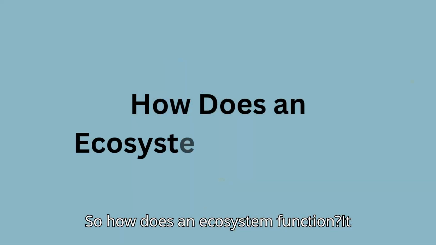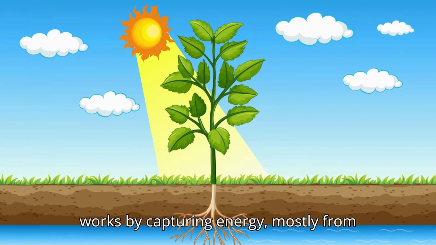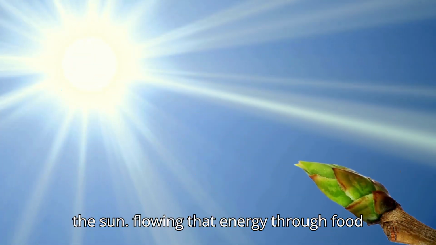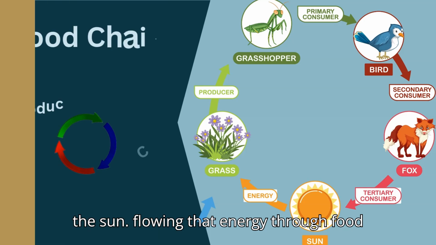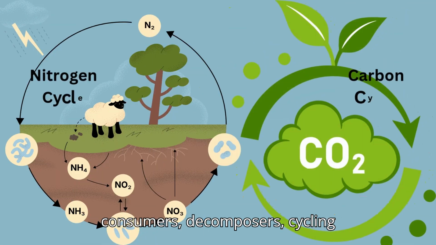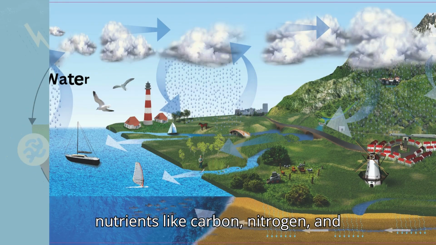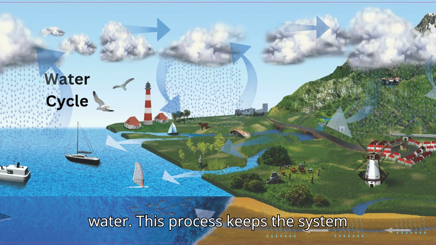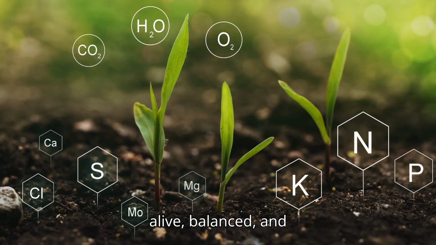So, how does an ecosystem function? It works by capturing energy, mostly from the sun, flowing that energy through the food chain or food web from producers to consumers to decomposers, and cycling nutrients like carbon, nitrogen, and water. This process keeps the system alive, balanced, and productive.